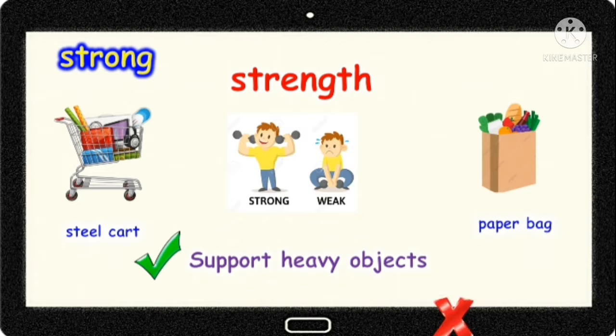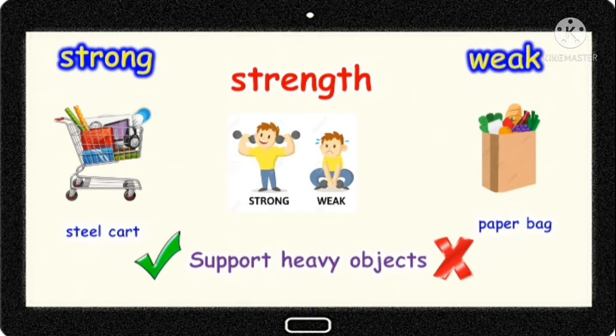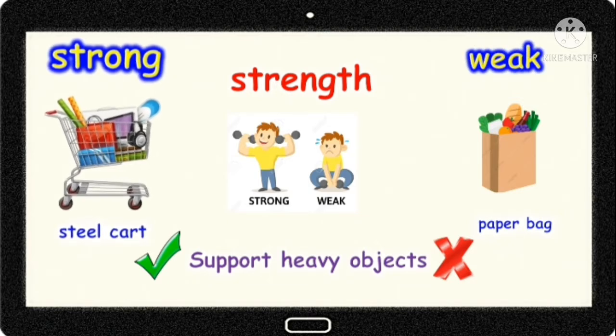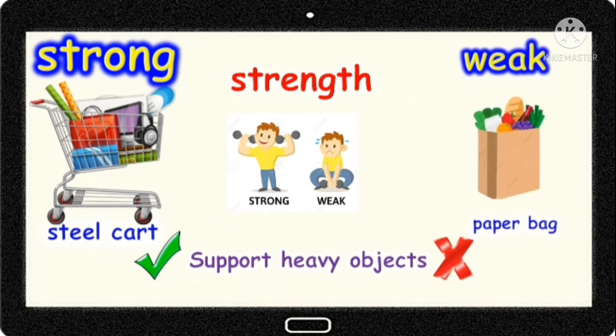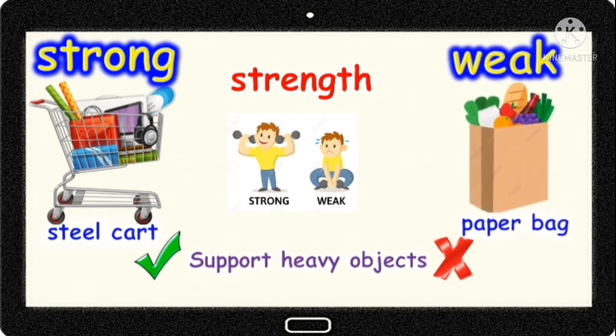Paper bag. Paper bag cannot support heavy objects because paper bag is a weak material. A steel cart is a strong material that can support heavy objects, and a paper bag is a weak material that cannot support heavy objects.